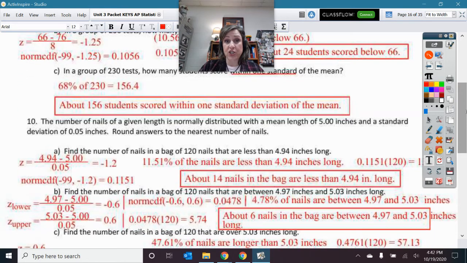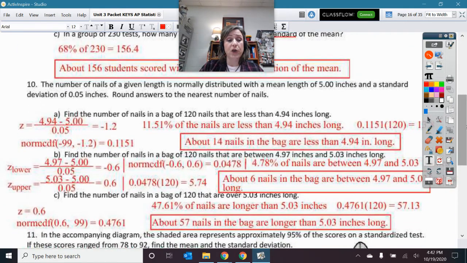So that's 68% of the 230 students. All right, next, this is similar to the one up above, because once you find those percentages, you are then going to compute the number of nails out of a bag of 120. So find the percent.